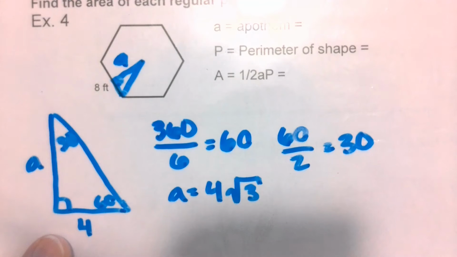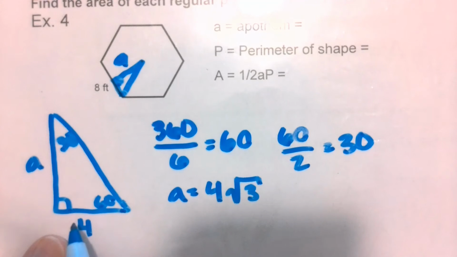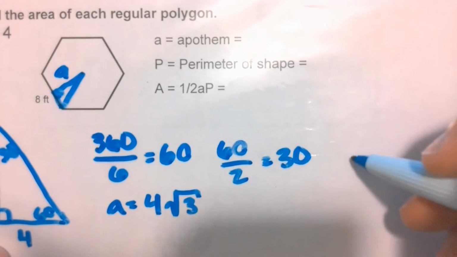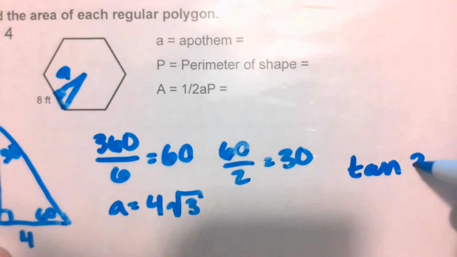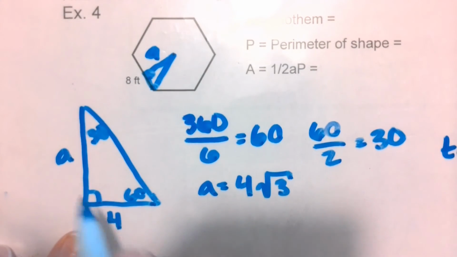If I did not remember my special right triangle, that's where it's helpful and a lot faster, but if I didn't remember, I could use trigonometry. I have this 30-degree angle right here, and my two side lengths are both legs, so I should be using tangent. So I've got the tangent of 30 degrees is going to be equal to my opposite over adjacent, so 4 over a.